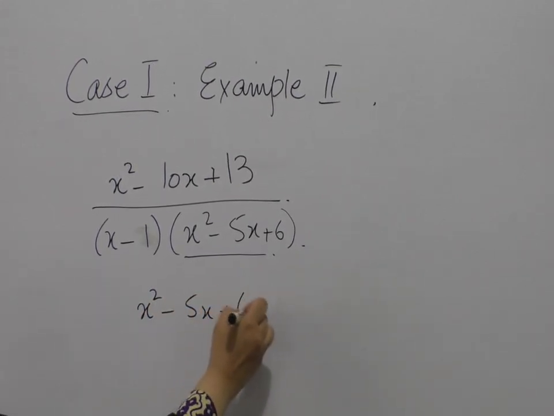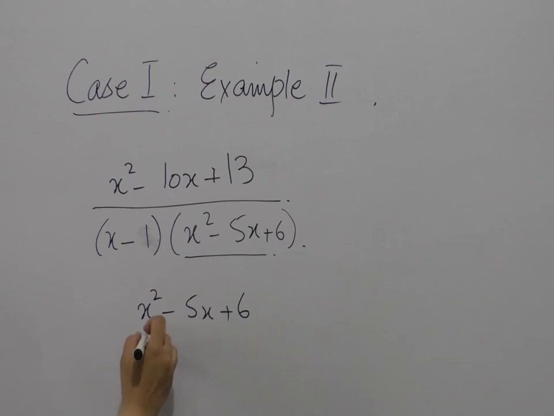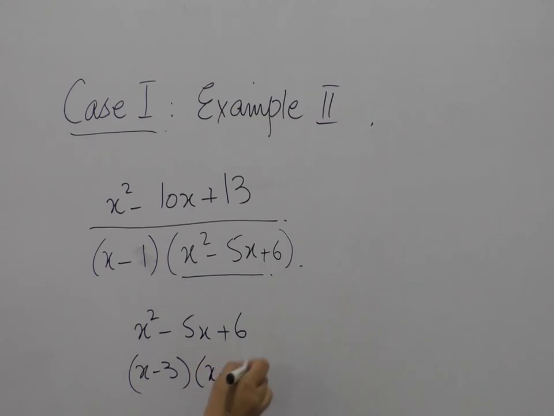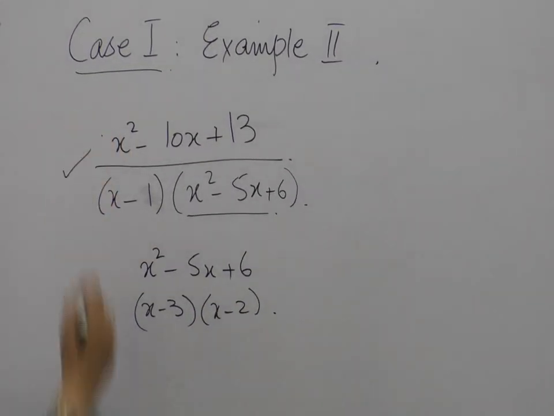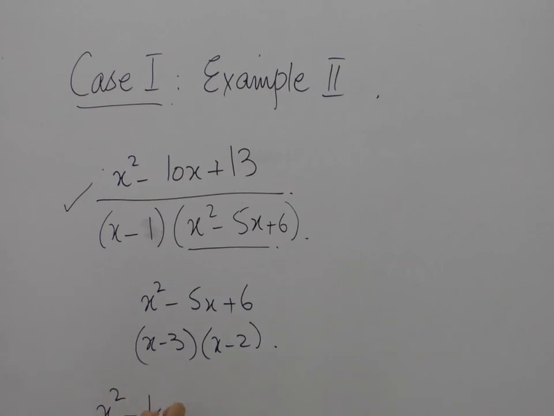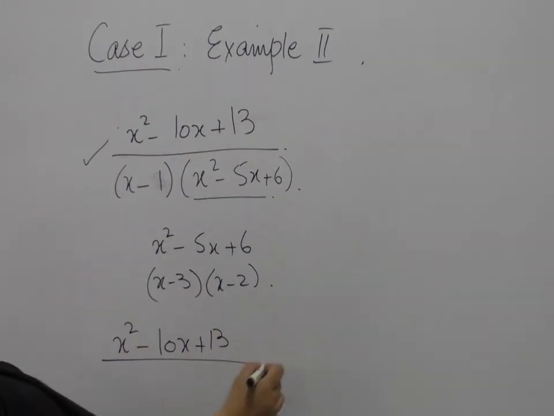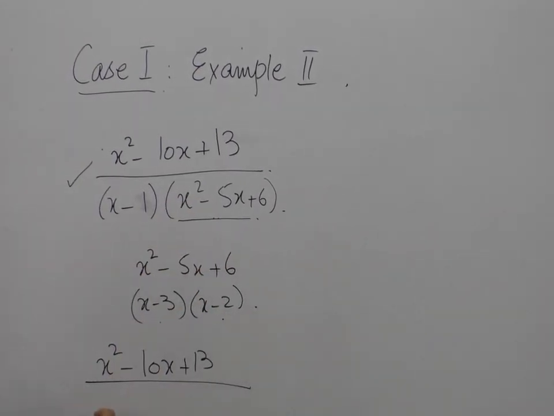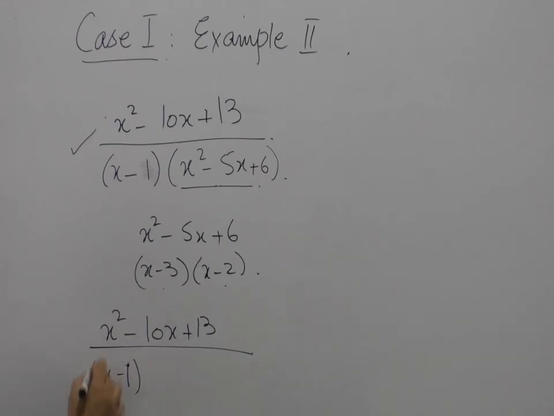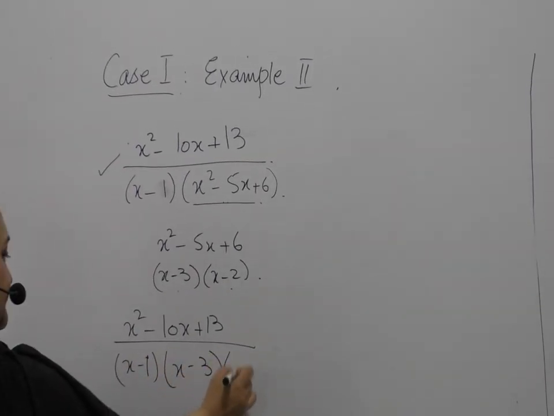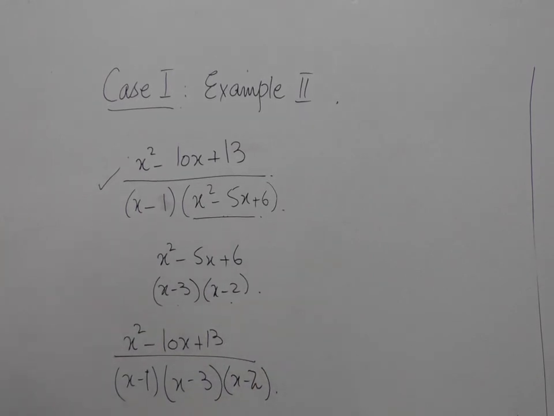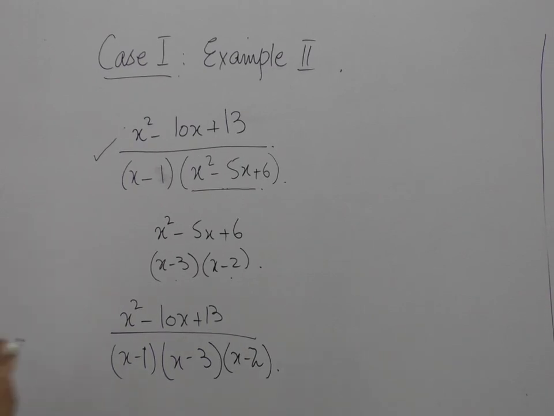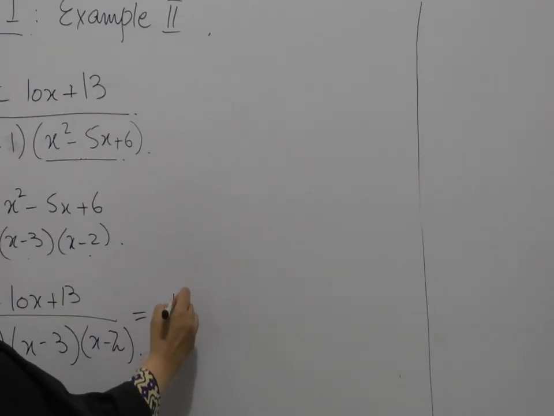This is a second degree equation. Its two factors are x minus 3 and x minus 2. So our given equation becomes x square minus 10x plus 13. Replace this second degree equation with its two linear factors. So the three linear factors will be this one. Here, when we convert it into partial fractions, we will obtain three partial fractions.